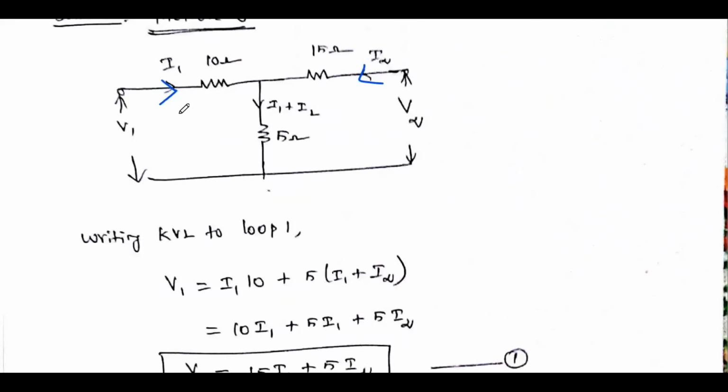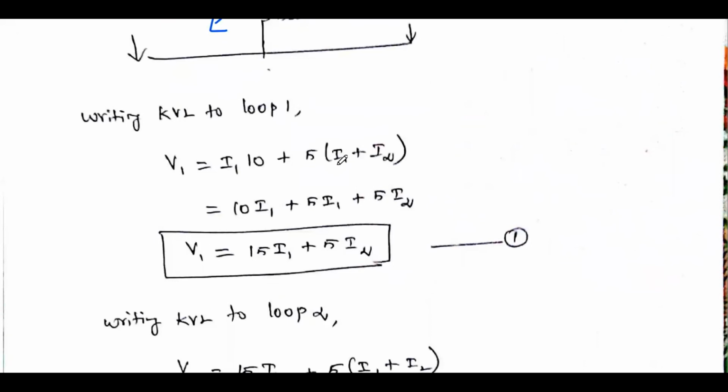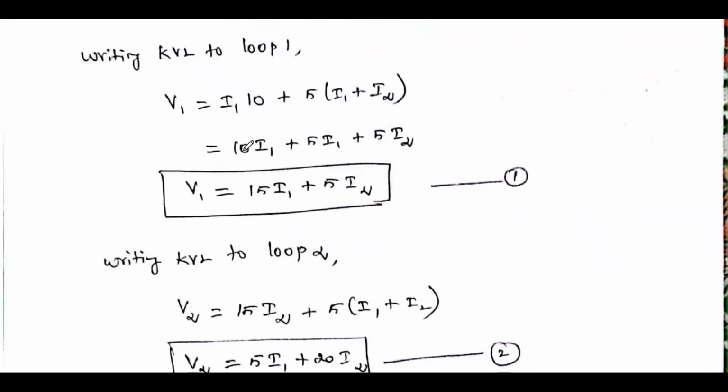The next one, write a KVL to the first loop. We can write V1 equals I1 into 10, plus 5 into the total current flowing through this 5 ohm resistor, I1 plus I2. So 10 into I1 plus 5 into (I1 plus I2). Here you split the terms: 10 I1 plus 5 I1 plus 5 I2.